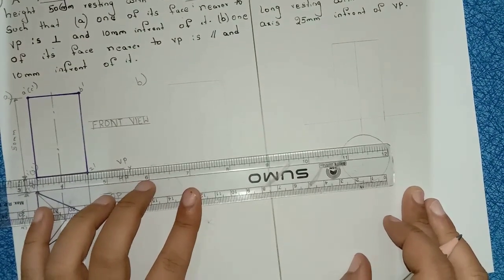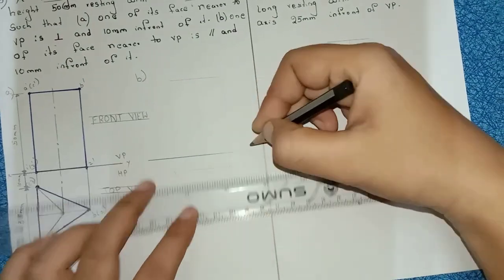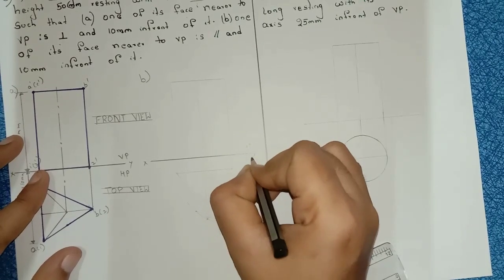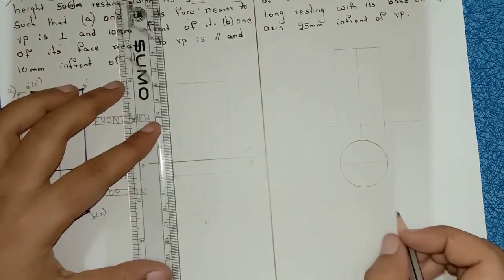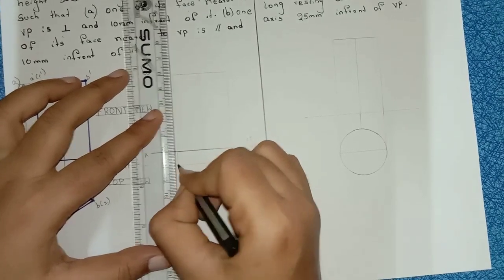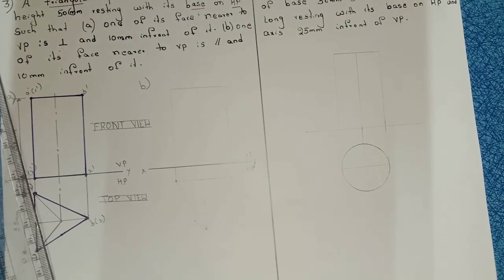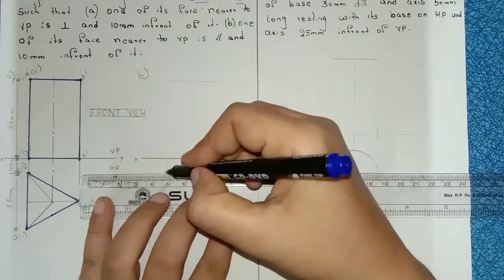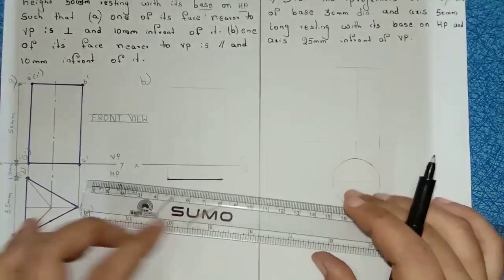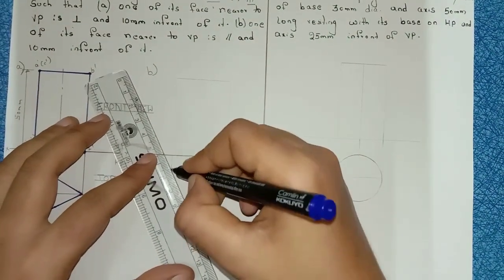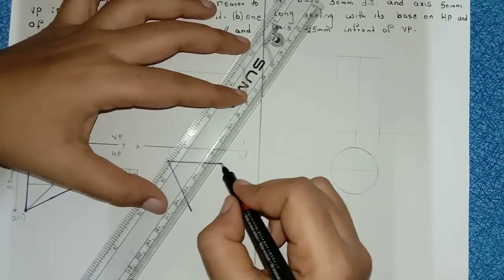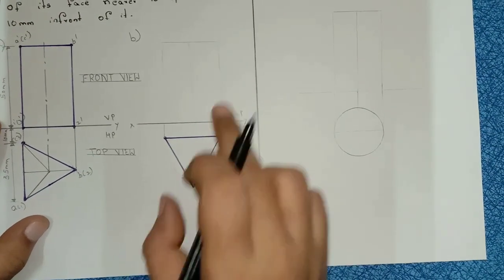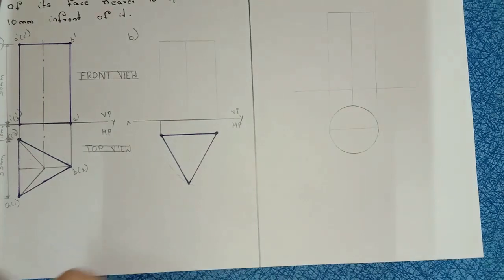Same process. First draw the reference line of any length. Name it as XY, vertical plane, horizontal plane. You should leave a 10 mm gap from any point. Now I should draw a triangle such that one of the sides is parallel to VP. You know how to construct the triangle, so construct the triangle here, with one face parallel to VP and this face nearer to VP.